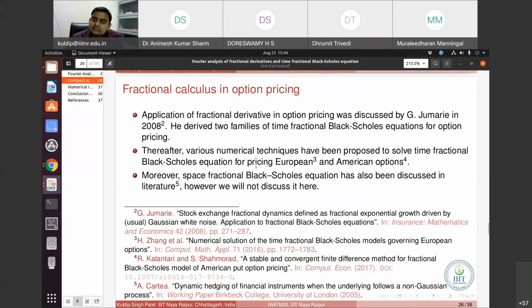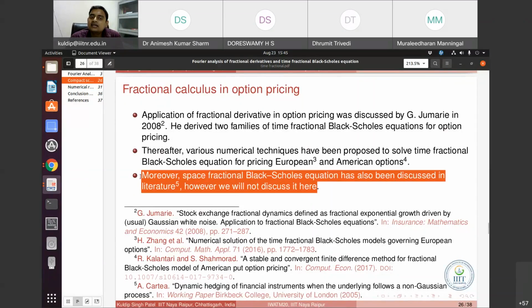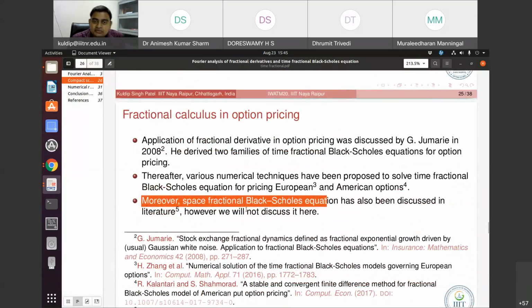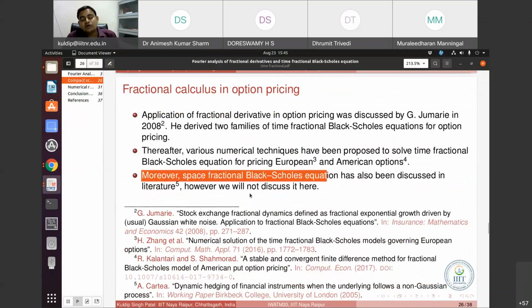In option pricing model, what is the meaning of fractional? Actually, why fractional? Yes, sir, I'll be coming to that. If you ask specifically why fractional, this is a little bit tough to answer. The reason is that the paper which we followed for space fractional, they are also saying that we did not get any clear advantage. But yeah, this is a new way.